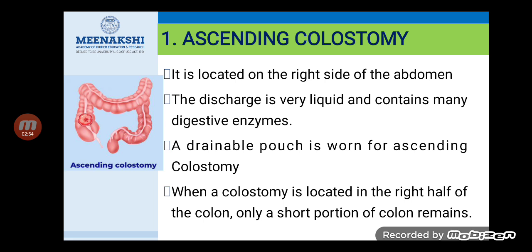Ascending colostomy, as the term indicates, is located on the right side of the abdomen. This colostomy will bring out stool or discharge which will be very liquid and contains many digestive enzymes. Hence, this stoma should be covered with a drainable pouch all the time. Since this colostomy is located in the right half of the colon, only a short portion of colon remains. The stool which comes out of this ascending colon will be very liquid because very little water has been absorbed in the colon.